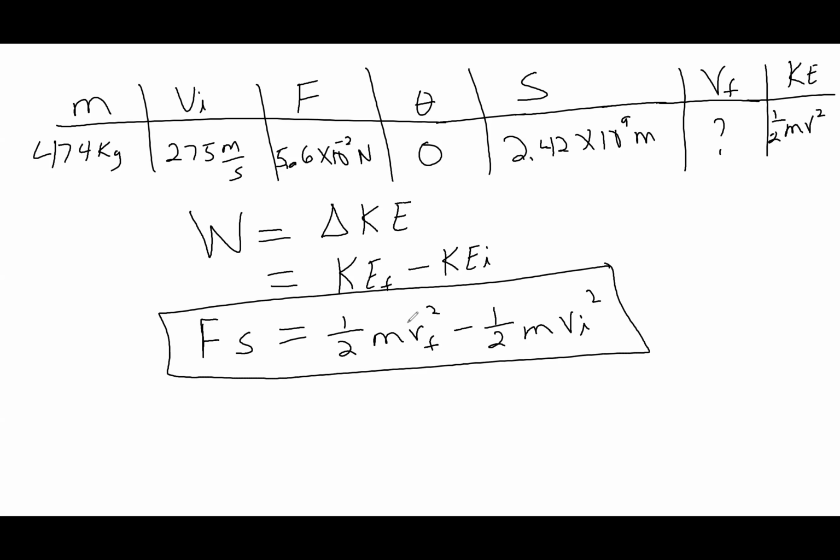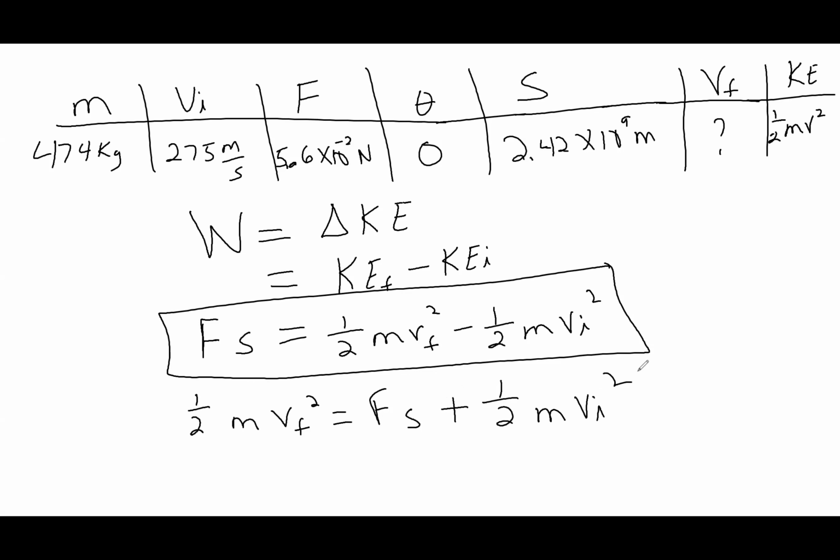So the first thing I'm going to do is write the equation where this has moved to the other side. And of course, when we solve for the unknown, we write it on the left side. So I'm going to say 1/2 mass V final squared is Fs. This is negative, so on the other side it's going to be positive 1/2 mass V initial squared.